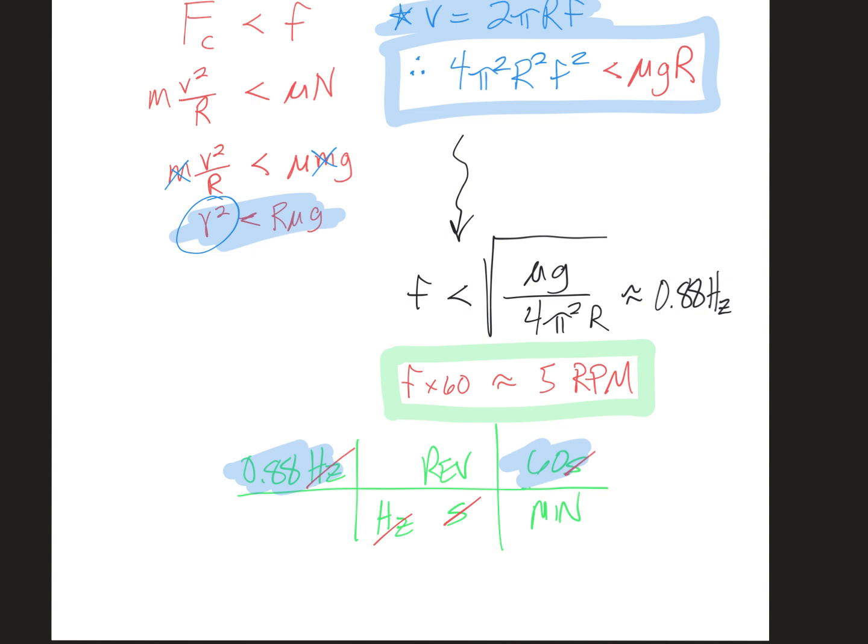RPMs makes a whole lot more sense than hertz. Almost nobody uses that in their day-to-day life. Now in science, we use the heck out of it. But RPM is way more natural. 5 revolutions per minute, 1, 2, 3, 4. That's, how fast or slow is that? Okay, so past this, I guess we have a problem. As long as it stays under 5 RPM, this works. So that's it for this problem.